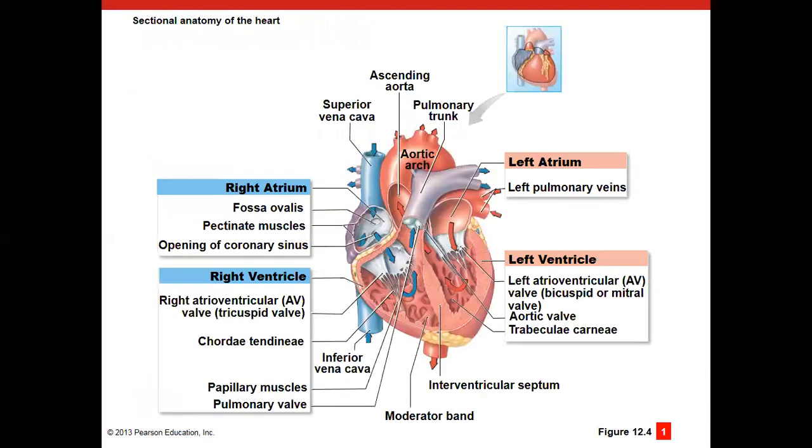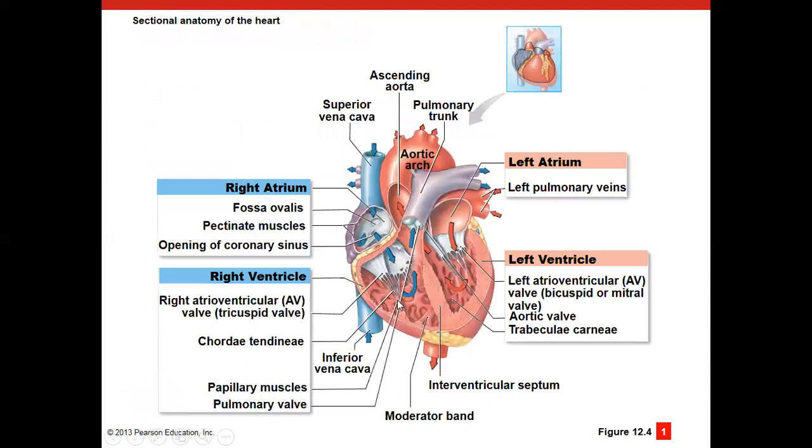So let's take a look at that again. Here's the right ventricle. There's the tricuspid valve. Blood is pumped from the atria into the ventricles through the tricuspid valve, three cusps on the right side. And right here is the moderator band in the right ventricle. That moderator band communicates to the papillary muscles.